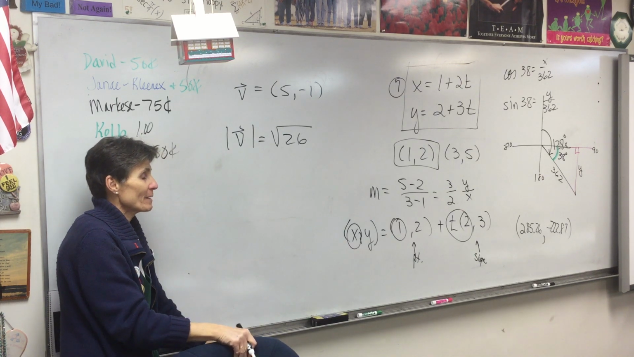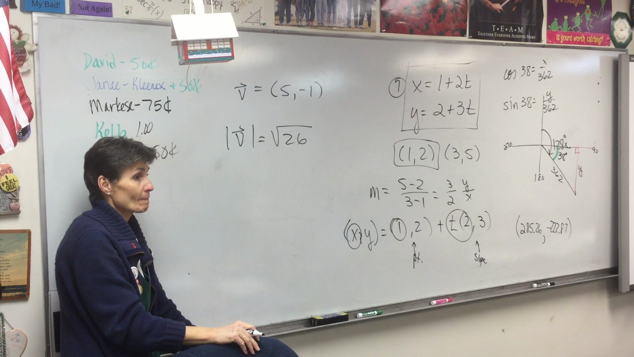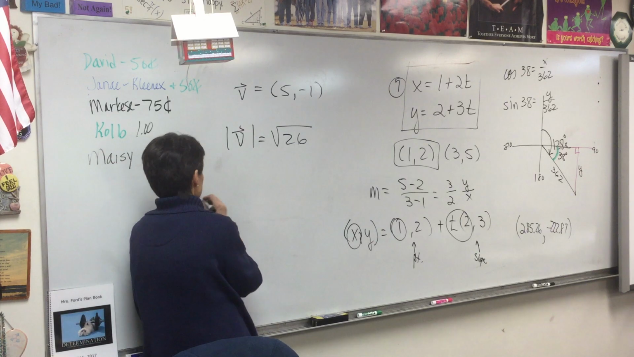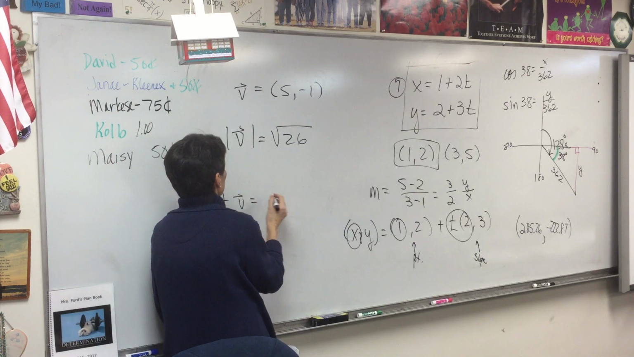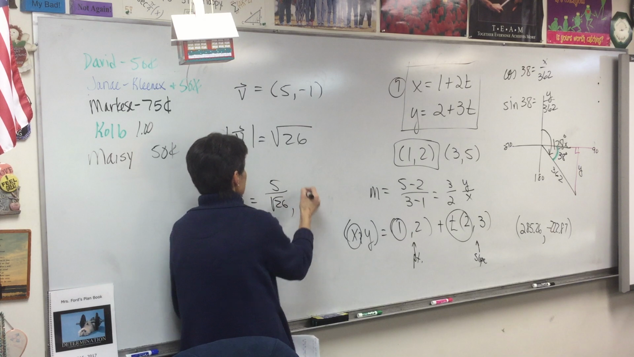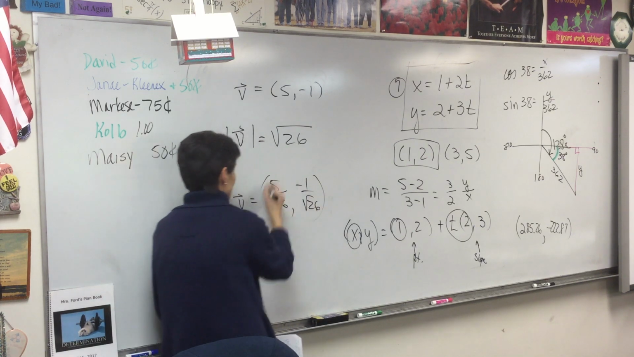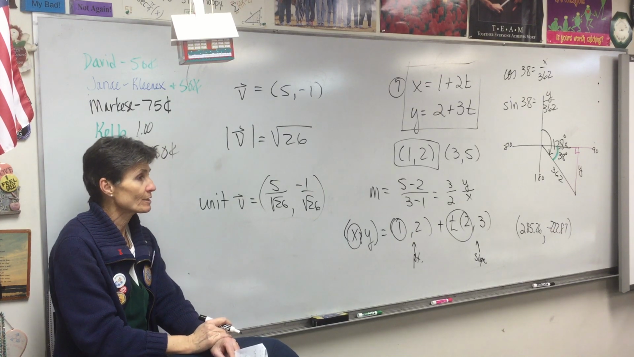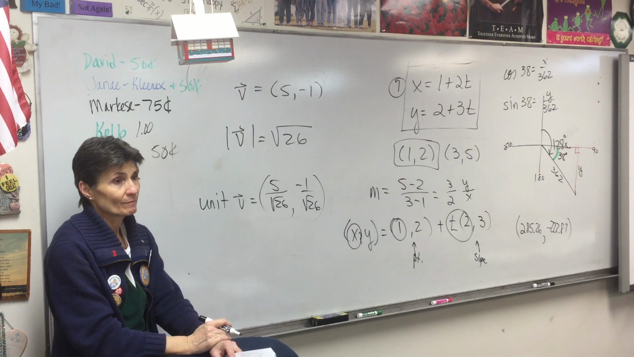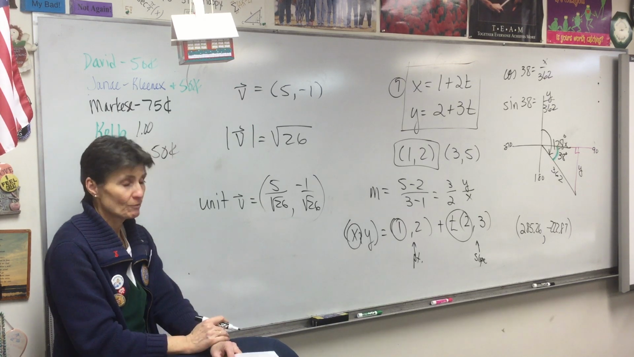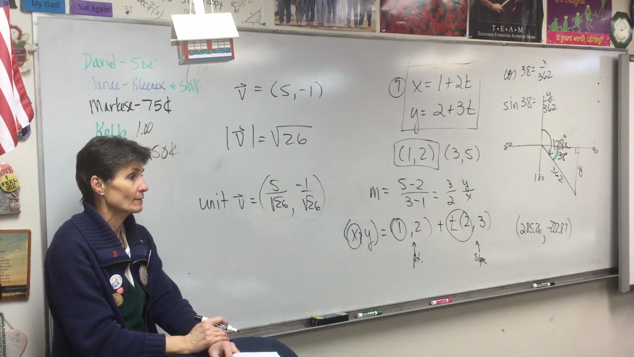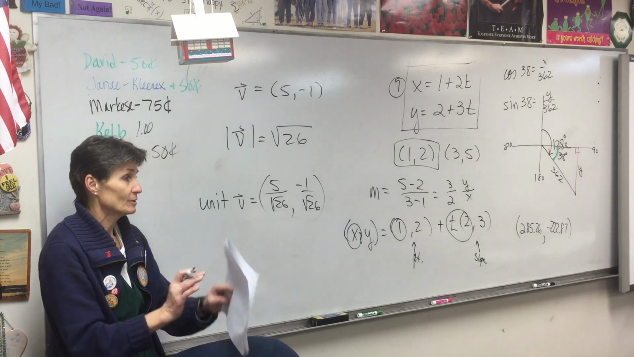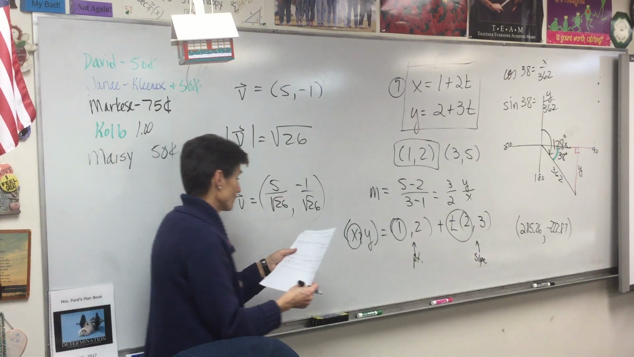And then what do we do with that if we're making a unit vector? We just divide each one of those by root 26. So our unit vector will be 5 over root 26 and negative 1 over root 26. To make a vector a unit vector, you simply divide its coordinates by its magnitude. That's how you find a unit vector. That's easy. You just have to remember what you're supposed to do.